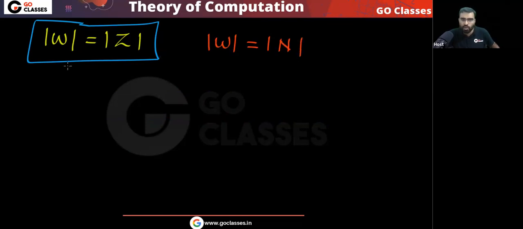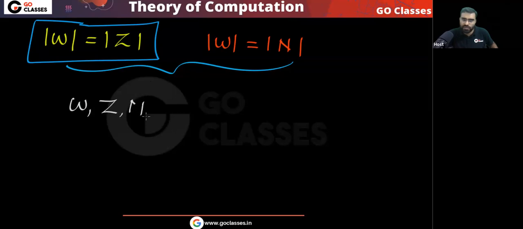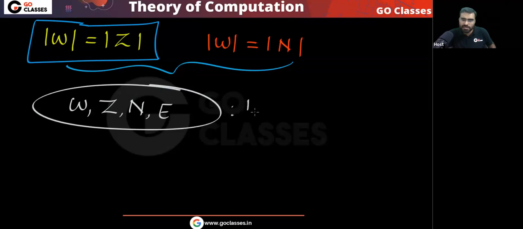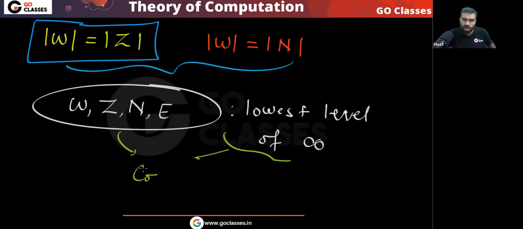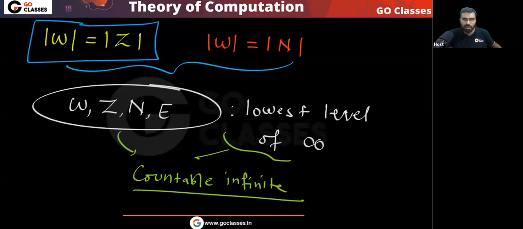Let me tell you, all these sets are the lowest level of infinity: the set of whole numbers, the set of integers, the set of natural numbers, the set of even natural numbers. All of them are the lowest level of infinity, and this lowest level of infinity is called countable infinite. Is this clear? This is the overview.